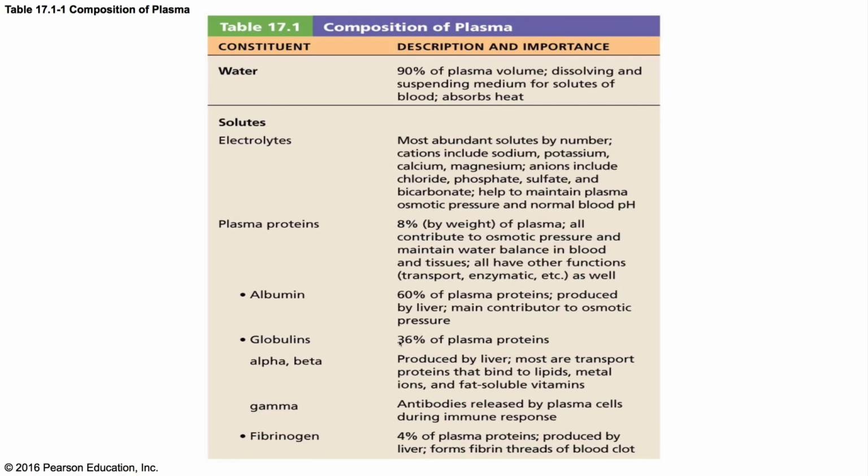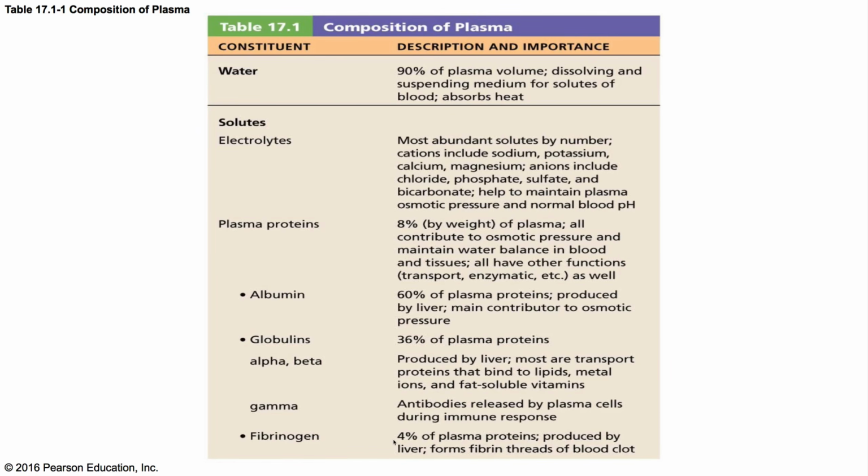Moving down, 36% of plasma proteins are globulins. We have three kinds of globulins. So we have the alpha and beta, and we have gamma. The alpha and beta globulins are produced by the liver, and most of these are transport proteins that bind to lipids, metal ions, and fat-soluble vitamins. Gamma globulins, this is another term for antibodies, and they're released by plasma cells during an immune response.